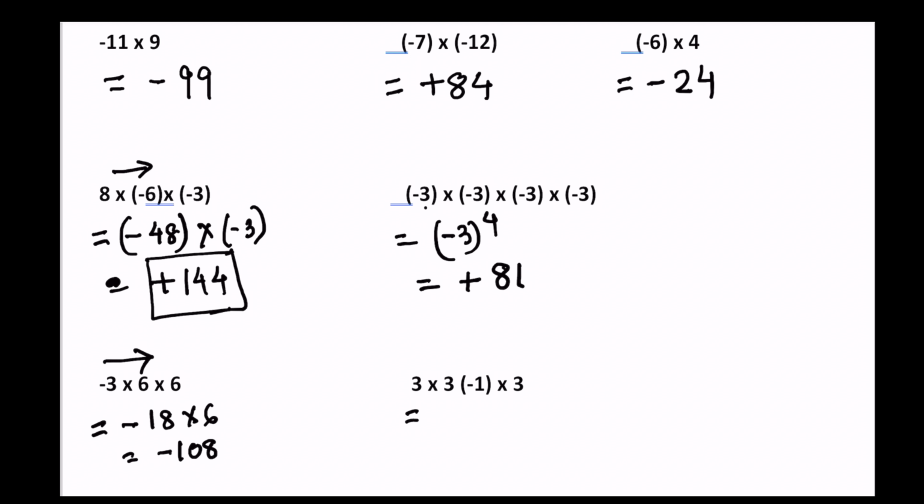3 into 3 into minus 1 into 3. If nothing is there, we can assume this is multiplication. Let's go left to right. 3 into 3 is 9. 9 into minus 1 into 3. Plus 9 minus 1 is minus 9 into 3. Minus 9 plus 3, resulting number will be negative. 9 times 3 is 27.